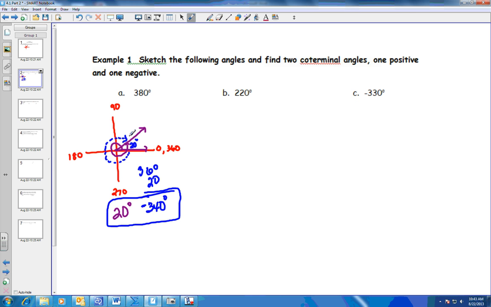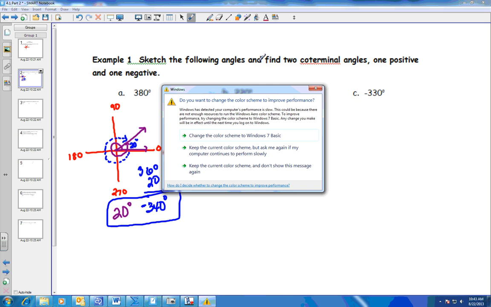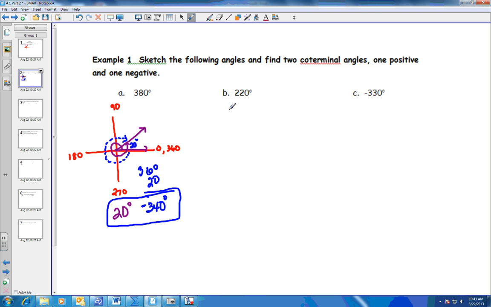So you're going to see a shortcut pretty soon. The shortcut for finding coterminal angles would be to subtract 360 to find a negative one and keep on subtracting until you can't subtract anymore. Or if you need a positive angle, to add 360. Okay, so let's do part B. So part B, let's sketch 220 degrees.